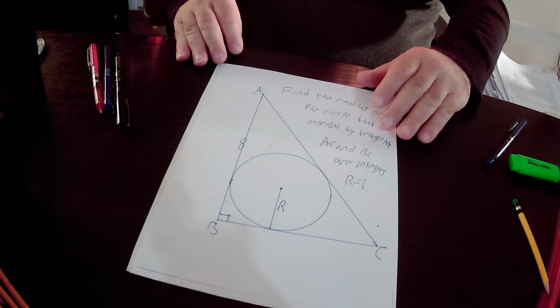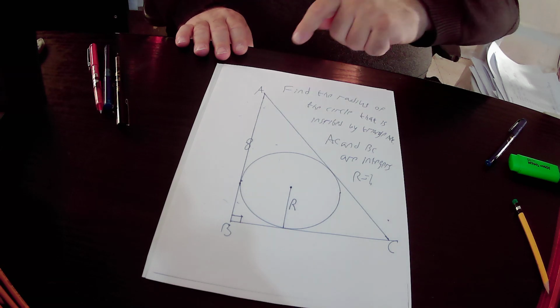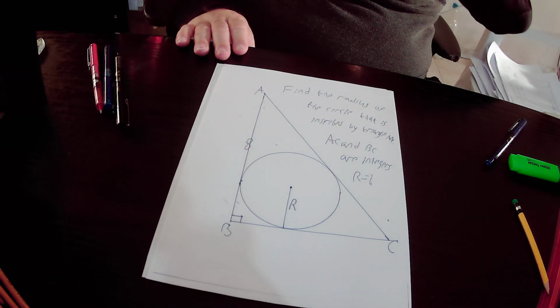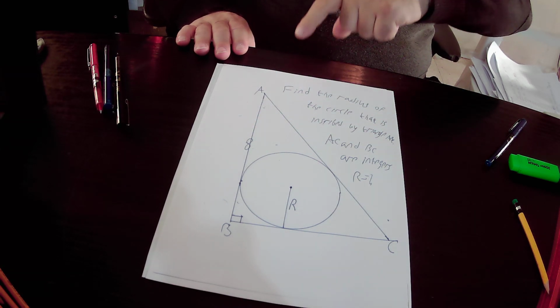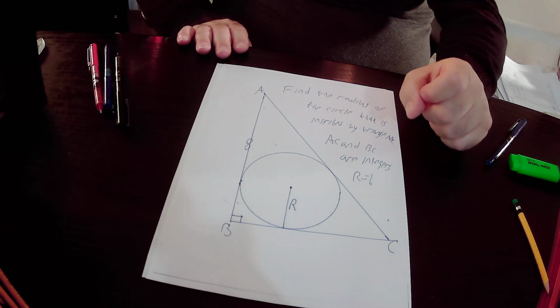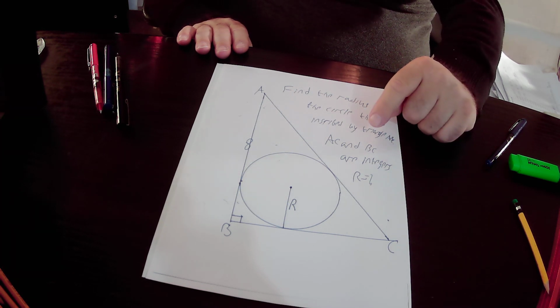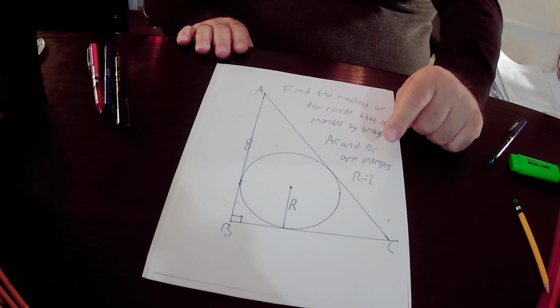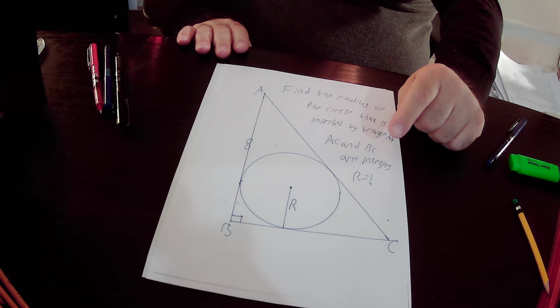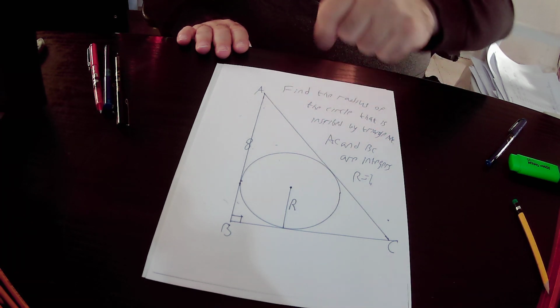In the drawing, we have the right triangle ABC. We know that side AB equals 8 units. We also know that angle ABC equals 90 degrees. And the lengths of side BC and the hypotenuse AC are integers. We want to find out the radius of this circle that is inscribed by the right triangle ABC.